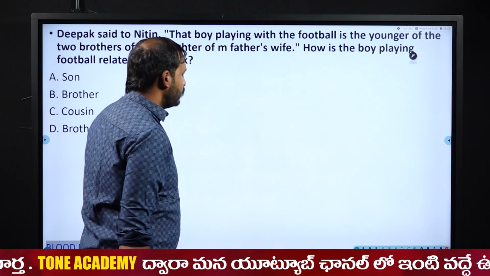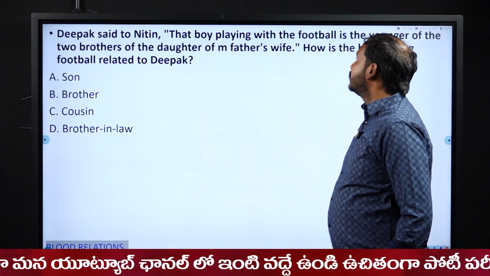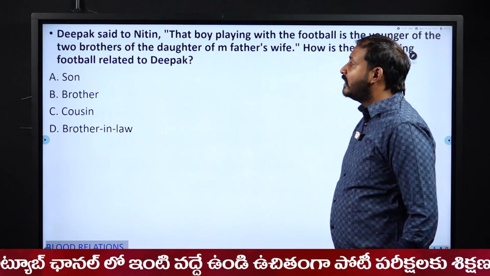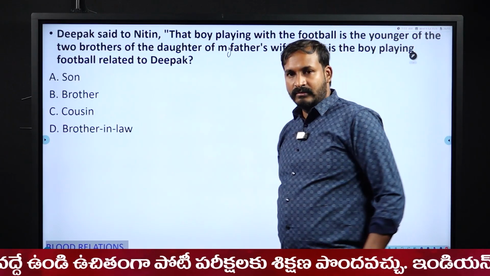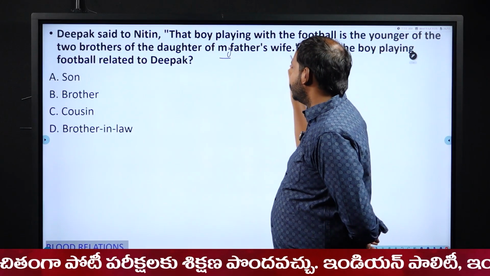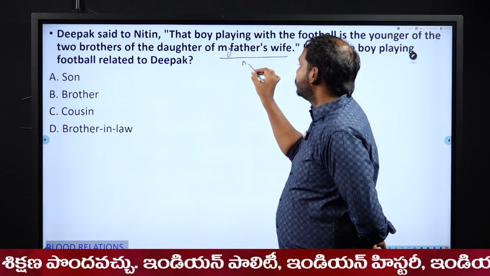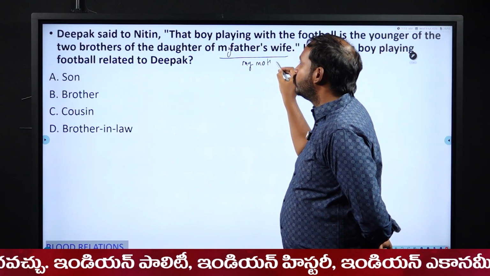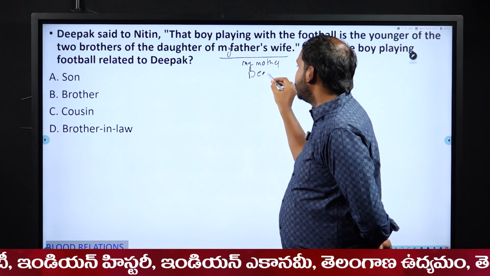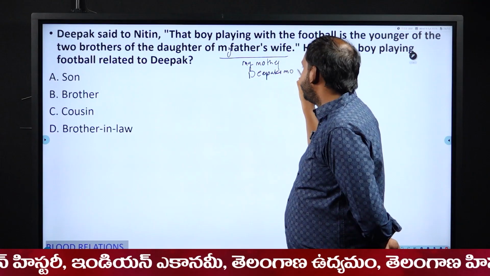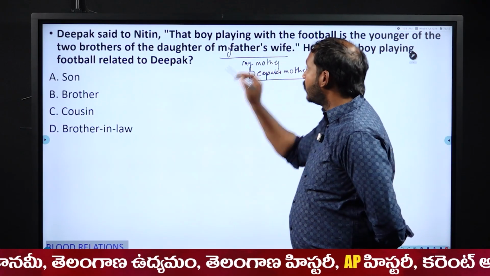Now, Deepak said to Nitin, okay, there are two persons here, Deepak and Nitin. That boy playing with the football is the younger of the two brothers of the daughter of my father's wife. My father's wife means what does it tell us? My mother. Who is telling to whom? Deepak said to Nitin, right? That means at last it came to Deepak's mother. Okay, now come to the starting.